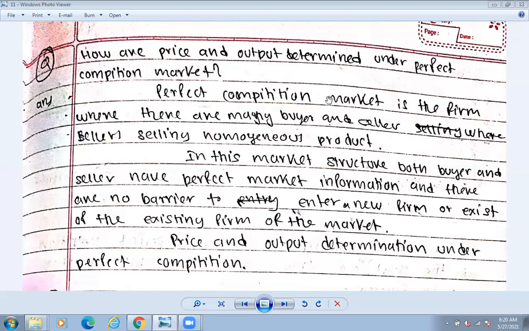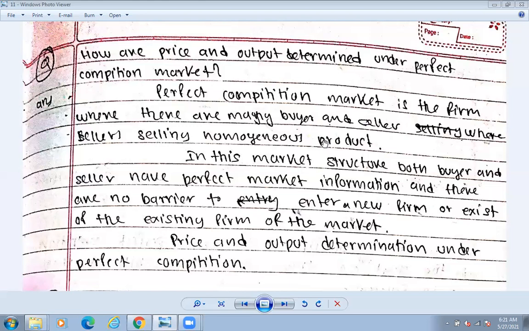Perfect competition means there are many buyers, and how many sellers? There are many sellers also. If there is only one seller, it is a monopoly. If there are many sellers, it is a perfect competition market, and they must sell a homogeneous product. A perfect competition market is a firm where there are many buyers and sellers, and the sellers sell a homogeneous product.